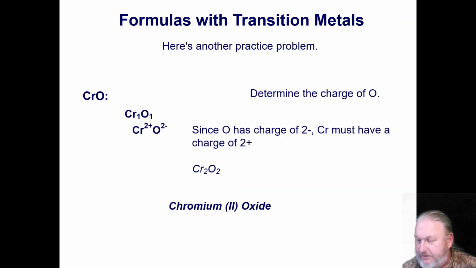All right. Here's another practice. CrO. Okay. That's a 1-to-1 ratio. Oh, I know that really oxygen is -2. We got a 1-to-1 ratio. That means chromium has to be +2. So that has to be chromium 2 oxide.